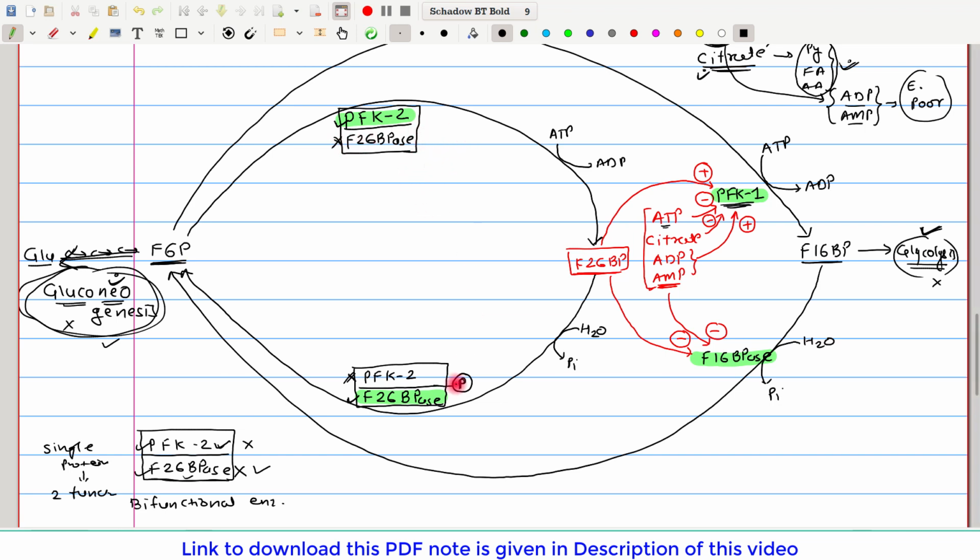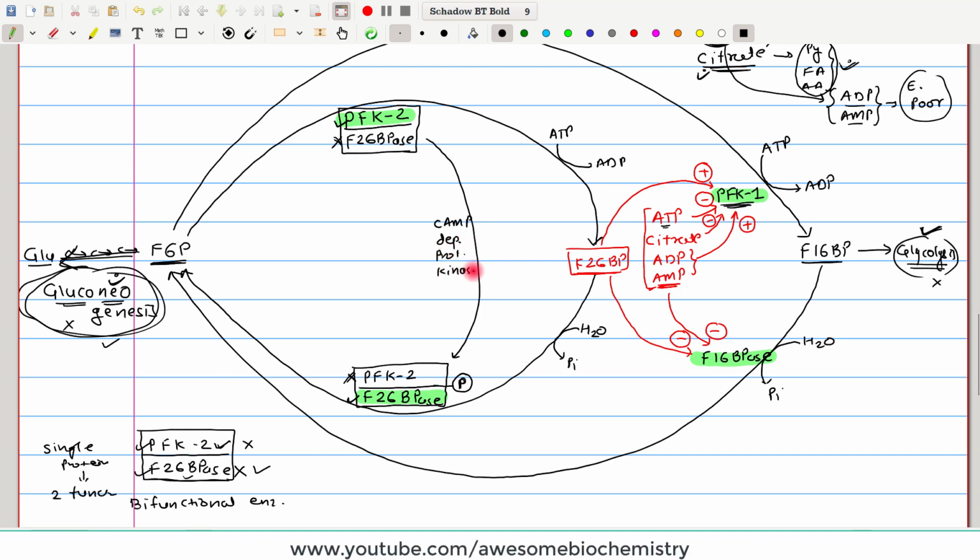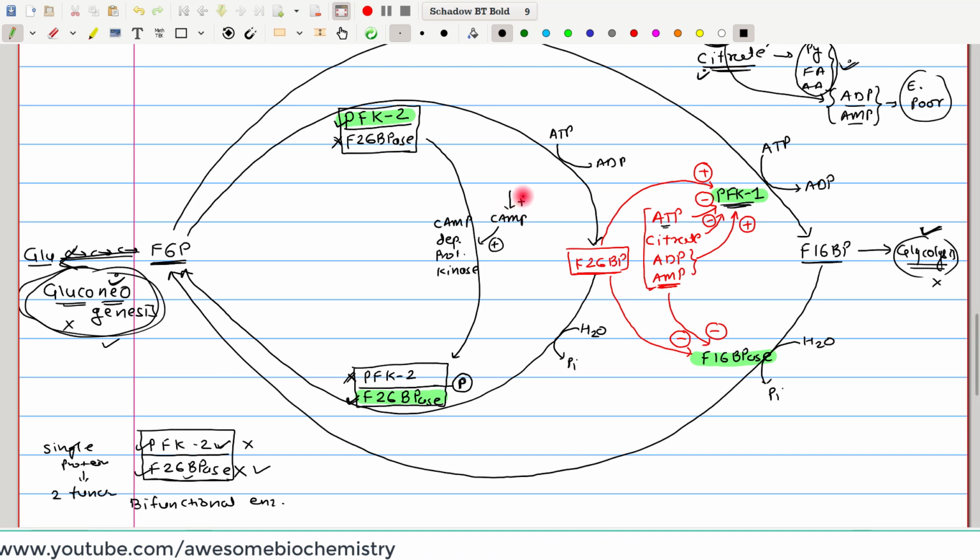Now how do this phosphorylation and dephosphorylation go on? This gets phosphorylated by one enzyme, its name is cyclic AMP dependent protein kinase. This cyclic AMP dependent protein kinase phosphorylates this bifunctional enzyme. So fructose 2,6 bisphosphatase will be active, right? Now this cyclic AMP dependent protein kinase is activated in the presence of cyclic AMP, and the production of this cyclic AMP is stimulated by the hormone glucagon.